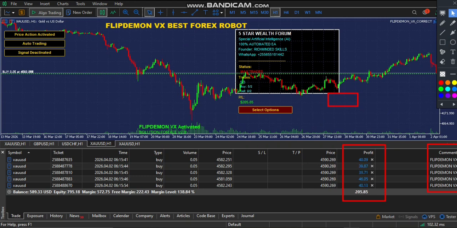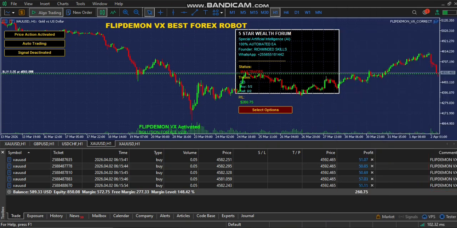You can see them at the bottom of the screen. 5 buy positions on XAUUSD, that's gold versus the US dollar. All placed on the 2nd of April 2026, all entered at prices between 4,581 and 4,582. Every single trade is in profit, every single one. The robot entered at the right level, the market moved in the direction it predicted, and the profit is building.